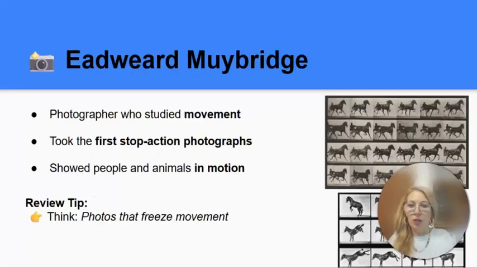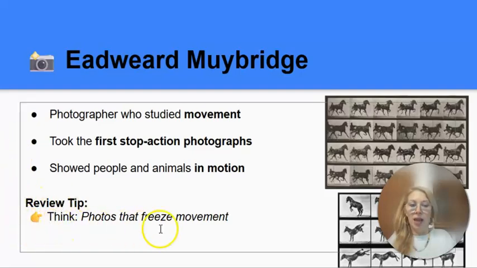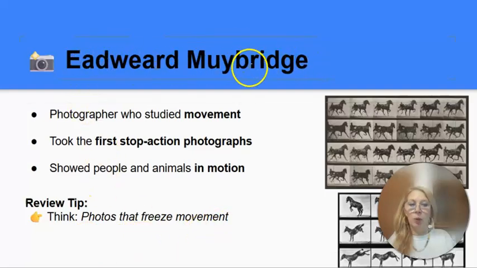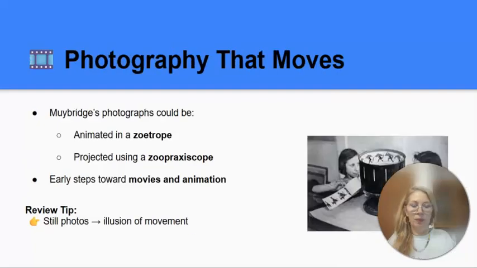We talked about the artist Edward Muybridge. He was a photographer who studied movement. He took the first stop action photographs, and he showed people and animals in motion. So I've added these review tips at the bottom to kind of summarize what this person is about. We talked about photography that moves. Muybridge's photographs could be animated in a zoetrope, projected using a zoopraxiscope, and were early steps towards movies and animation.